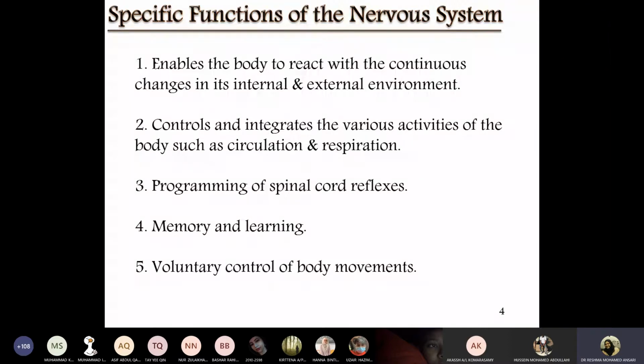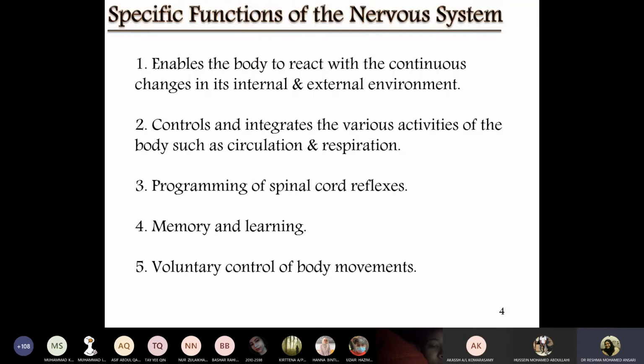So any changes with the internal and external environment, the body reacts by the help of the nervous system. So most of the involuntary actions of the body, like circulation and respiration. So I am talking now, but I'm still breathing and my heart is still beating. So the meaning is that I am doing these activities even without my own knowledge or my will. So this control and integration is brought by the nervous system.